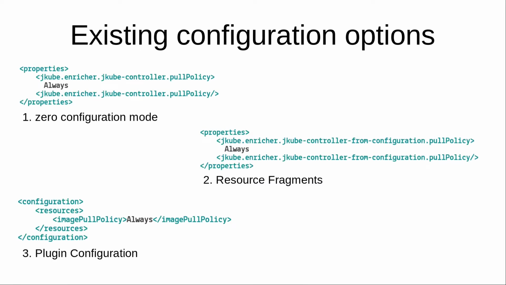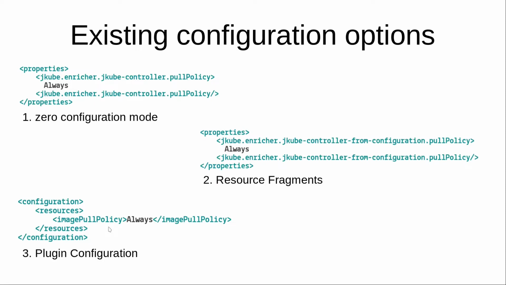So right now, in order to configure the image pull policy in generated controller resources, there are multiple ways depending on how we are using the plugin. If it's used in zero configuration mode, there is a property specific to an enricher that you can provide to set the pull policy. If it's used with resource fragments, there is another property to override the pull policy since a different enricher is activated in that mode. And there is the plugin configuration, which can be either XML or Groovy DSL configuration, and there is an image pull policy field there. You can provide that as well to override the default image pull policy.